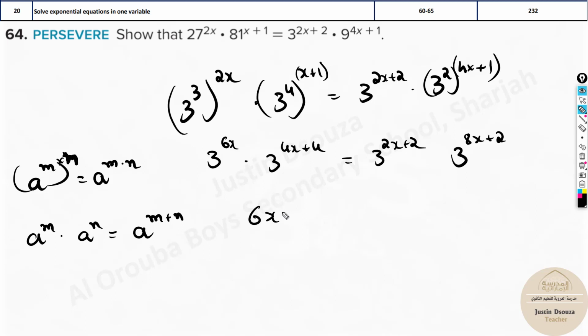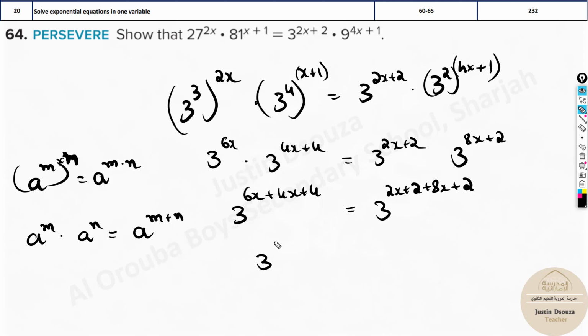One more thing before we equate it. I've just written this rule. When you have the same base and two different powers, you add them up. 3 to the power 6x plus 4x plus 4 is equal to 3 to the power 2x plus 2 plus 8x plus 2. Now let's simplify this. 3 over here, what is it? 6 plus 4 is 10x plus 4. And 3 over here, 2 plus 8 is 10x plus 4.